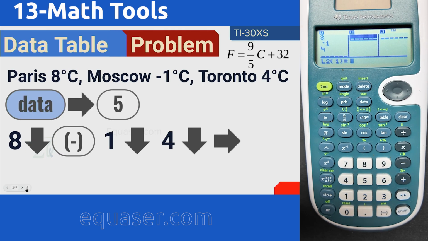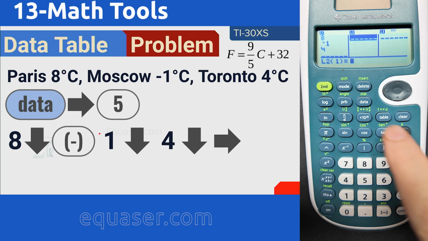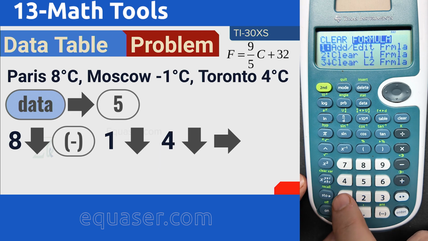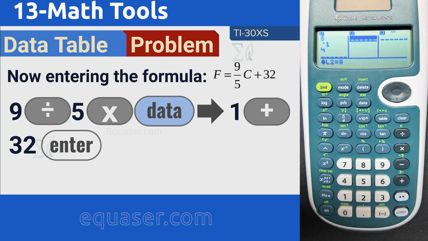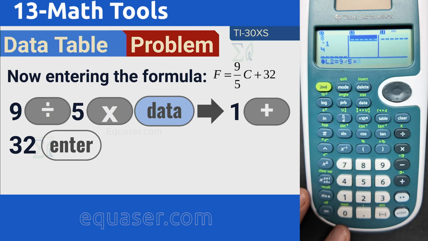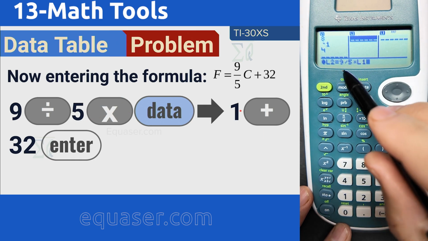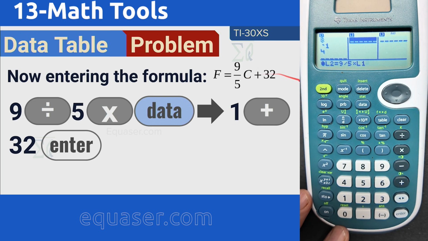While we are in this screen, we press data, go to the right, formula, and then 1. L2 is now there. Now we do 9 divided by 5 times L1. We want to say data 1. Data, you will see now L1. So 9/5 times L1. This is the formula, 9/5 times whatever is the value in L1 in this column plus 32.